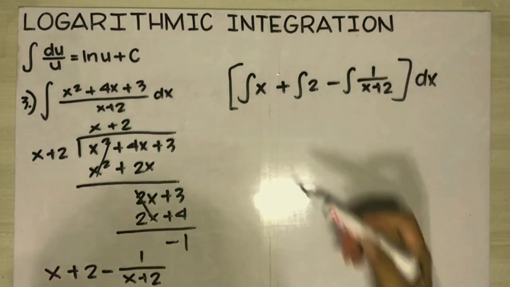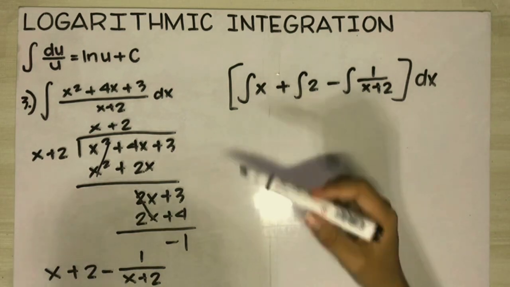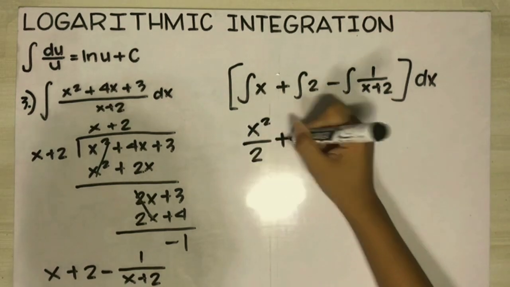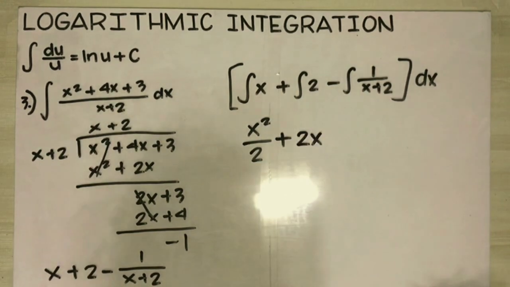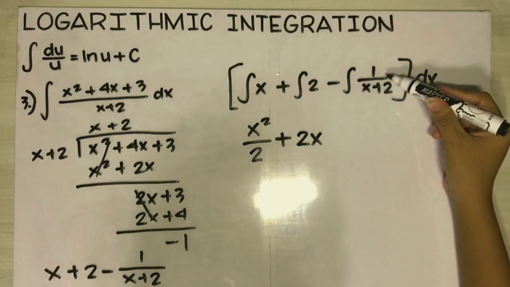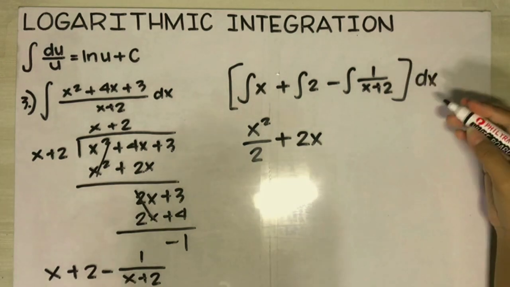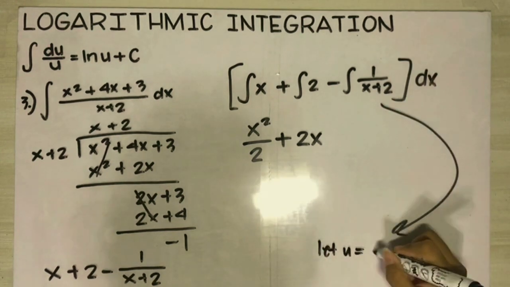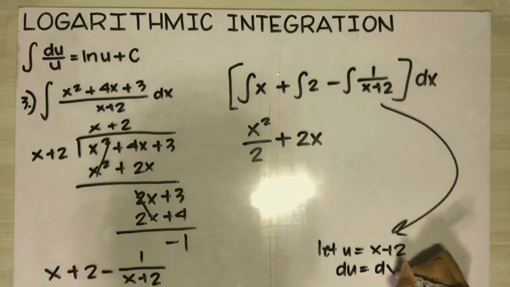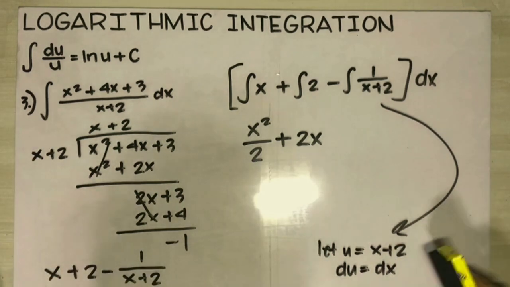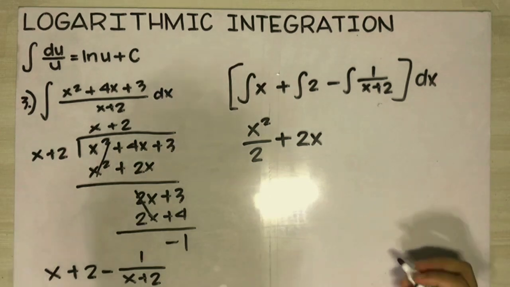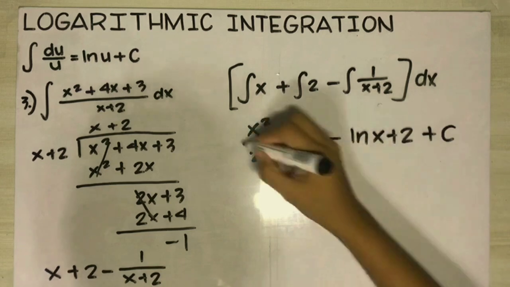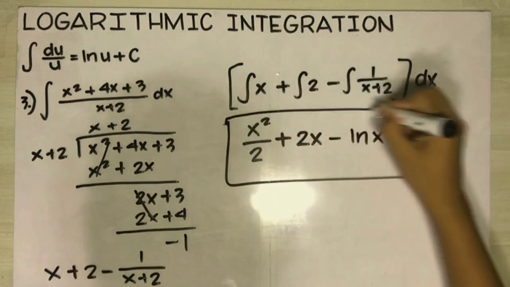Here, we can use the power rule, plus the integral of 2, which is 2x, and this one is the natural log. So let's use the u substitution. So this is our final answer.